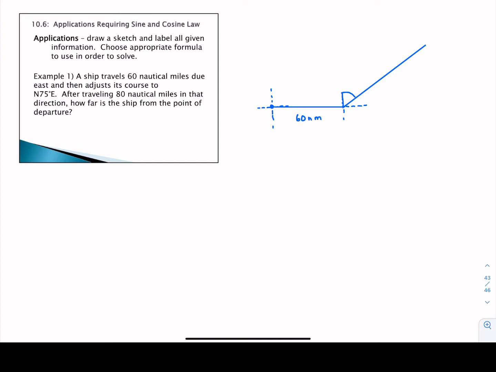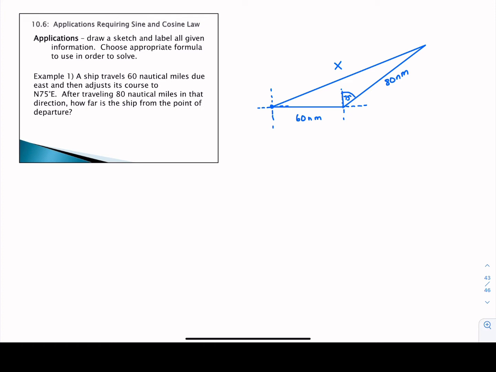Now we travel another 80 nautical miles in that direction, and what they're asking is how far the ship is from its point of departure. So if we draw the third side of this triangle, that's actually what we're after. We're after X here. Now there's some information that we have been given that I haven't quite labeled on this triangle yet. If we know that we traveled north 75 degrees east, then I know 75 degrees is sitting where I dragged my pencil.